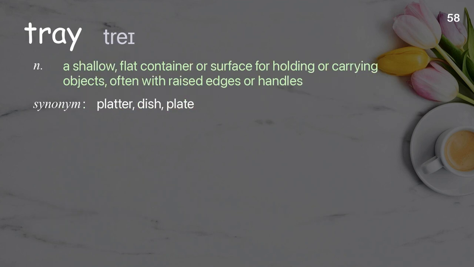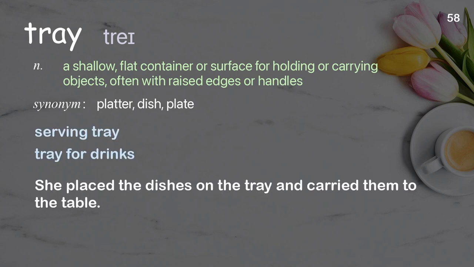Tray: a shallow, flat container or surface for holding or carrying objects, often with raised edges or handles. Examples: serving tray. Tray for drinks. She placed the dishes on the tray and carried them to the table.